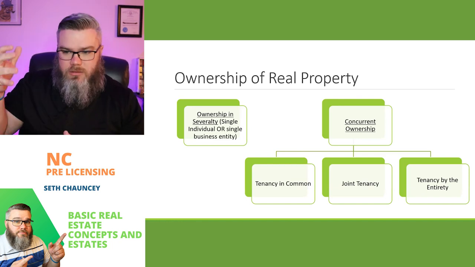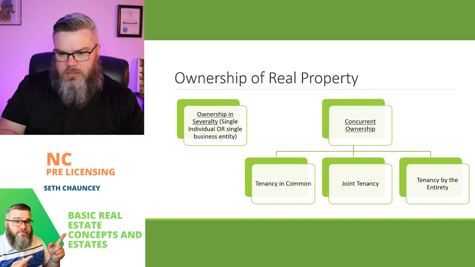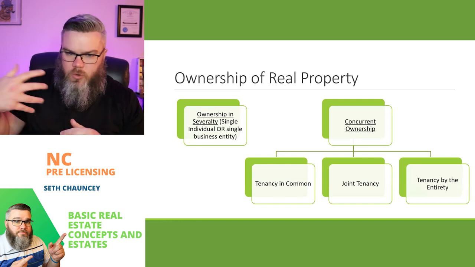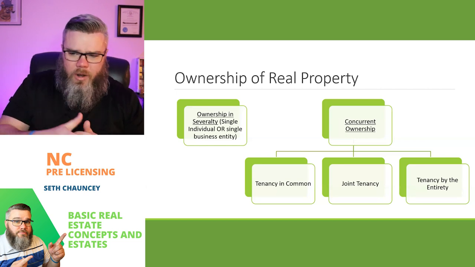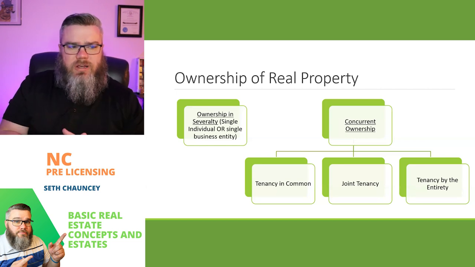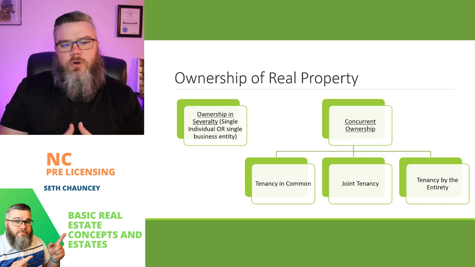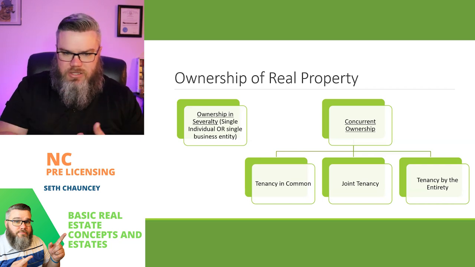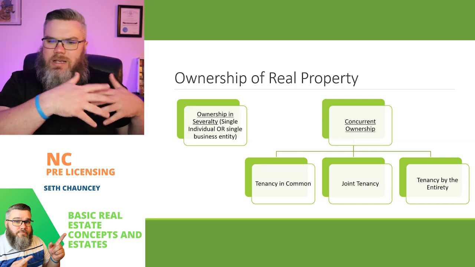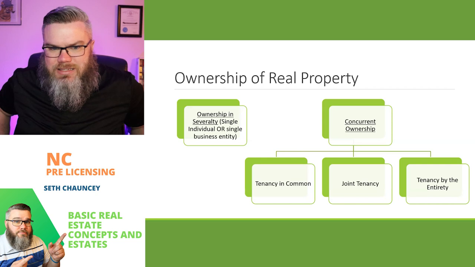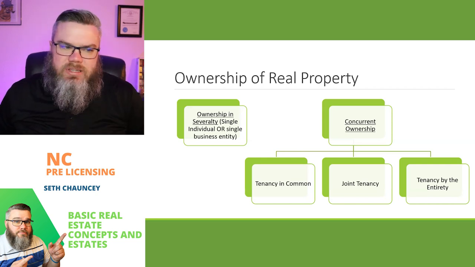Microsoft owning a property, that's ownership in severalty. Tim owning a property, that's ownership in severalty. Corey owning a property, that's ownership in severalty. One owner is called ownership in severalty. And it's fantastic, folks, because one person makes the decisions. One person decides to sell. One person decides what they're going to do with it. One person has to sign the paperwork. It's clean. It's neat. It's nice. We love ownership in severalty.